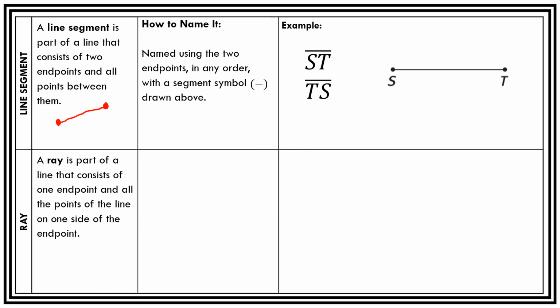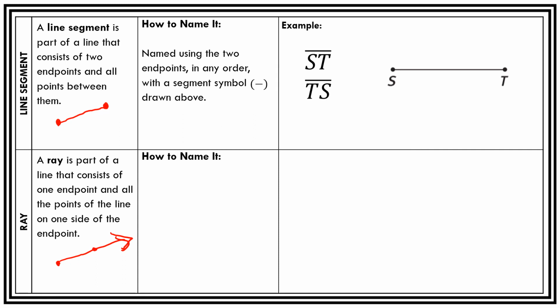A ray is a part of a line that consists of one endpoint and all the points of the line on one side of the endpoint. What this means is that you'll see a ray looking like this. One endpoint, and then the ray will go on and on forever in the other direction. That's supposed to be an arrowhead. Then you'll usually name it with 2 points, okay?